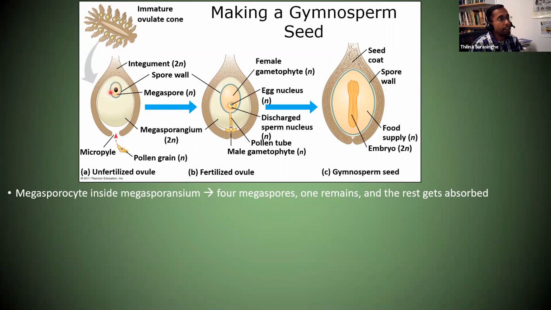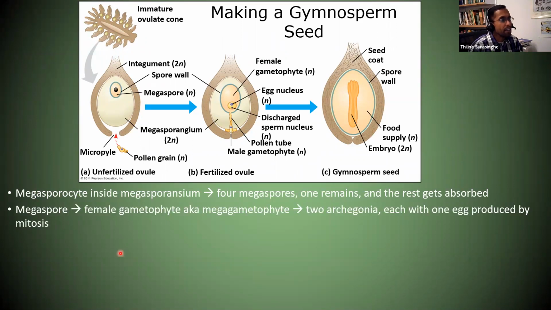And then what you see is actually the megasporocyte that was inside the megasporangium, which has undergone meiosis and produced 4 megaspores, and 3 of them have undergone degeneration. One of them remains, and the rest are absorbed back into the megasporangium.